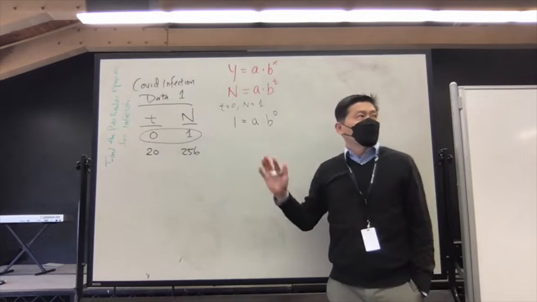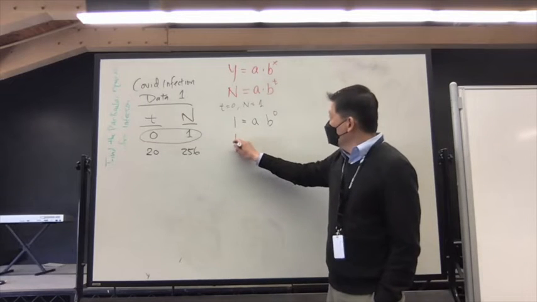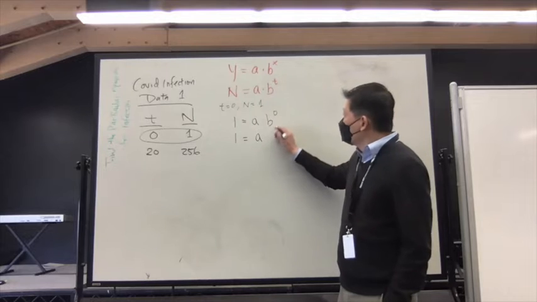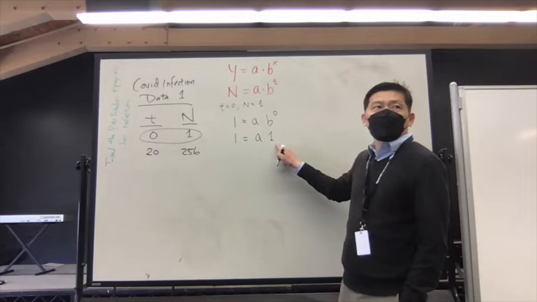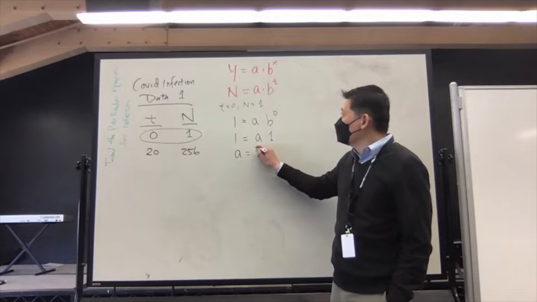So then we say, okay, now what? What would this lead us to? Well, 1 is still 1, A is still A, B to the 0 is 1, so A times 1 is A. So that means A is 1.